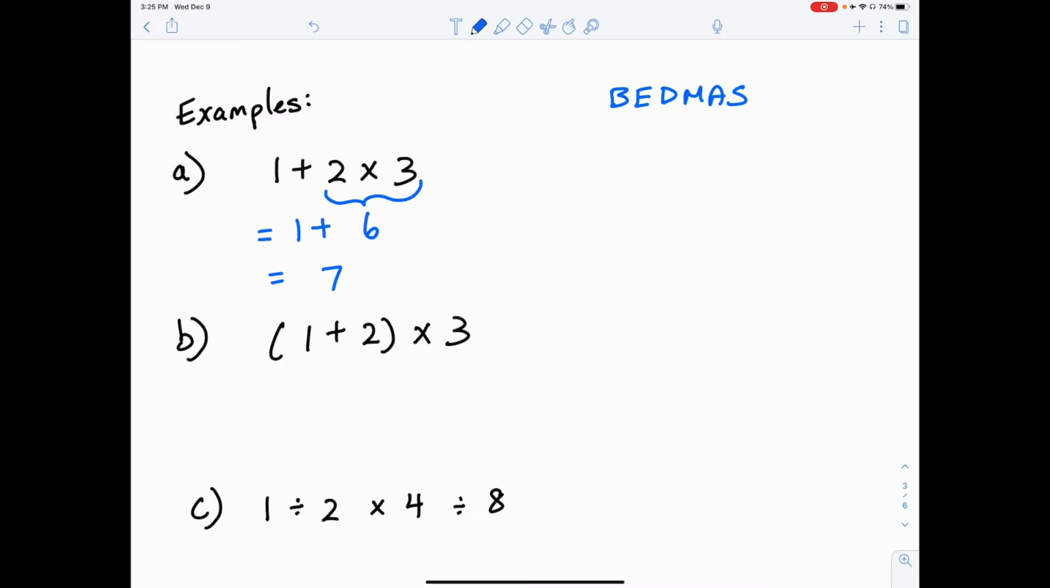Let's take a look at example B. We have bracket 1 plus 2, close bracket, times 3. Once again, bracket says look over here first. That's what we'll do. So we'll do what's in the brackets, which in this case is just 1 plus 2, which is 3. Again, you can keep it in the brackets if you like, and then go 3 times 3, which gives you 9. Also, once you've done what's in the brackets, if the brackets are unnecessary, you can also just remove them, like such, and still come to the answer of 9.